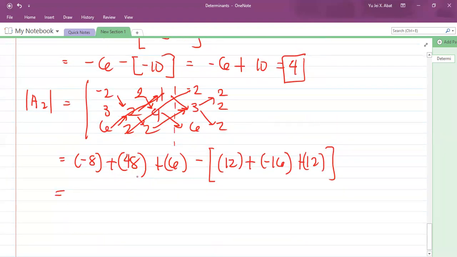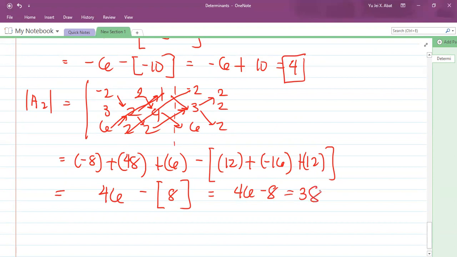Ano natin? Negative 8 plus 48. It's 40 plus 6. 46 to. Minus, you have 24 minus 16. That is 8, no? So, meron kang 46 minus 8. That's 38. Tama ba? Yeah, 38. So, anong gagawin? Yung determinant ng A, yun na yun.